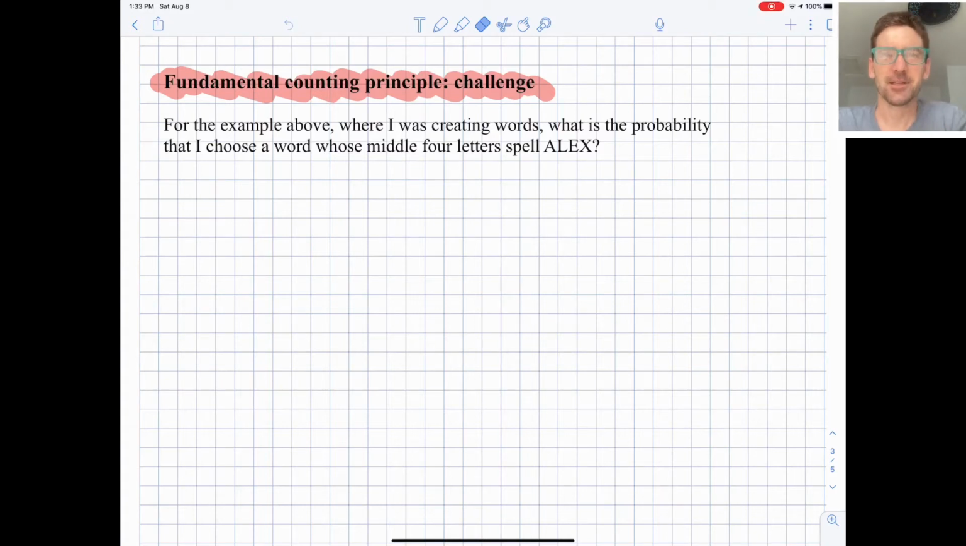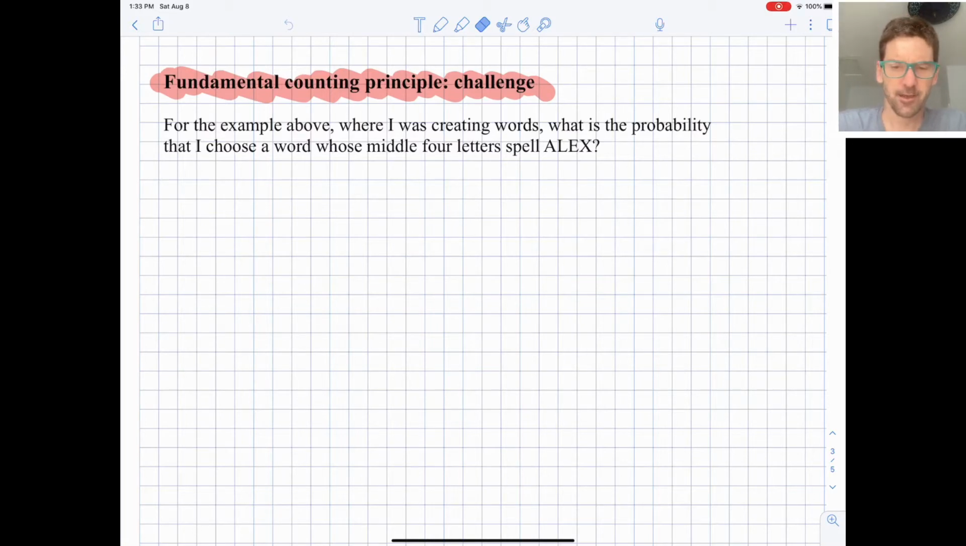All right, this is another video continuing on our work with the fundamental counting principle in our probability class. And here's a challenge problem. For this challenge problem, I encourage you to pause the video and try this on your own, and then come back, follow along, check in, see how you did. So the problem states, for the example above where I was creating words, what's the probability that I choose a word whose middle four letters spell Alex?